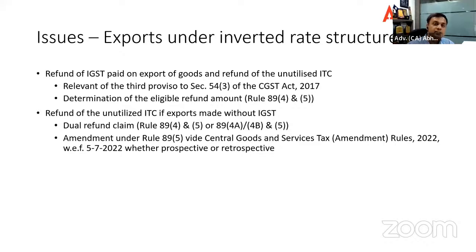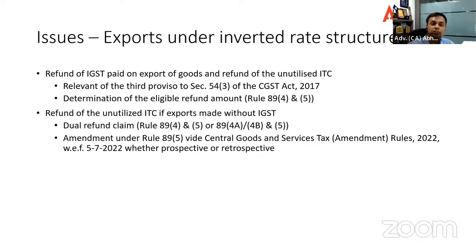Again, let us say such an exporter operating under the inverted rate structure wants to make a claim of refund of unutilized credit by making the exports without payment of IGST under LUT. Again, here a person will have to make two claims. One claim on account of exports by quantifying the amount under Rule 89(4). Another claim under inverted rate by quantifying the amount under 89(5).